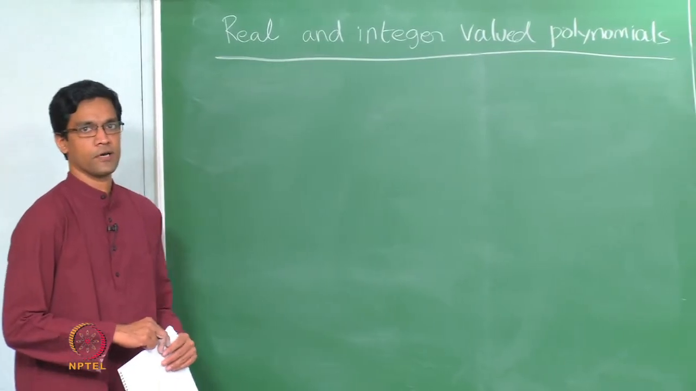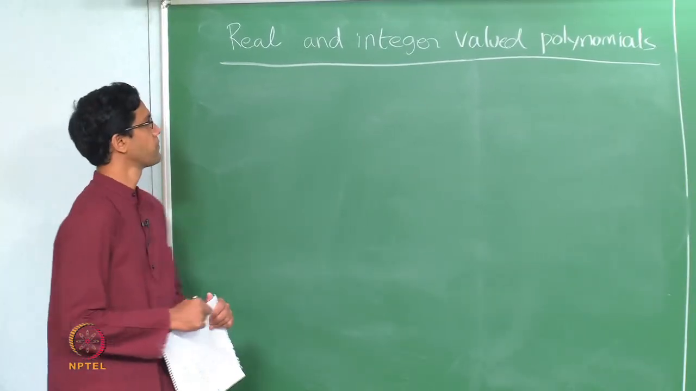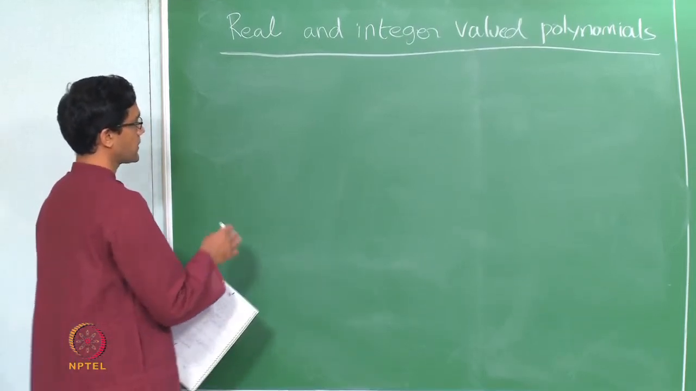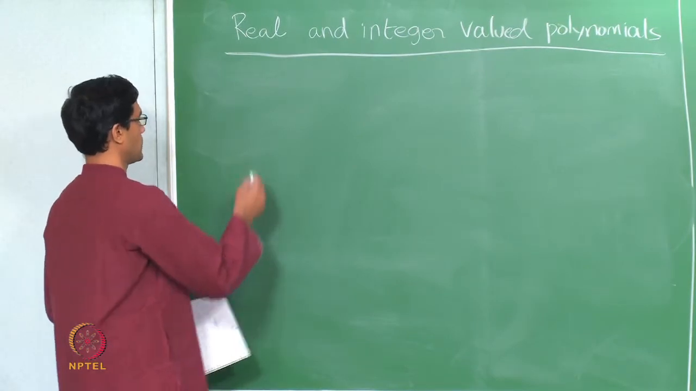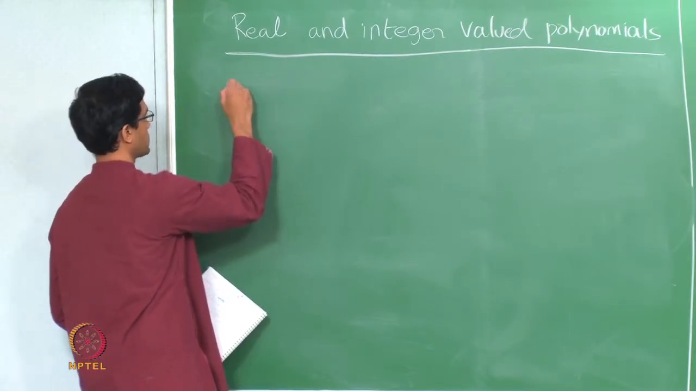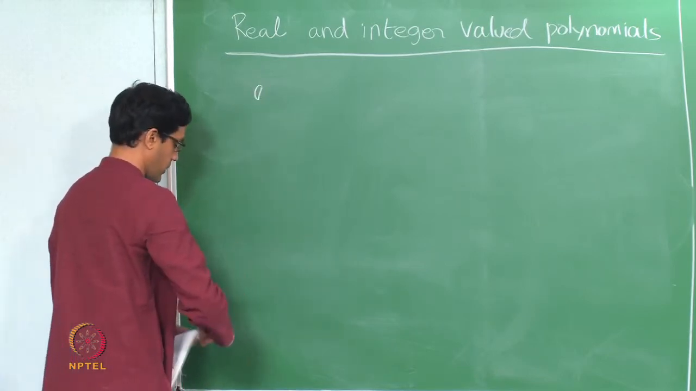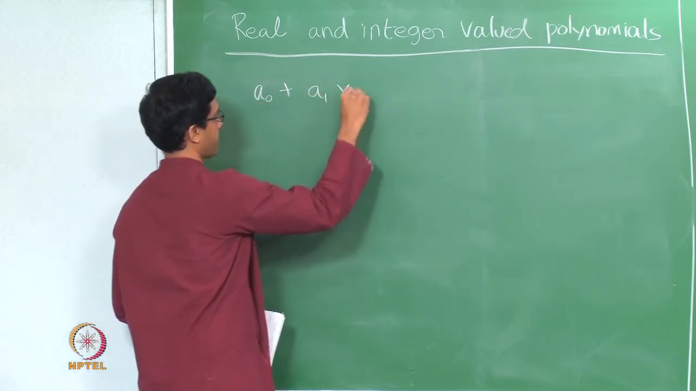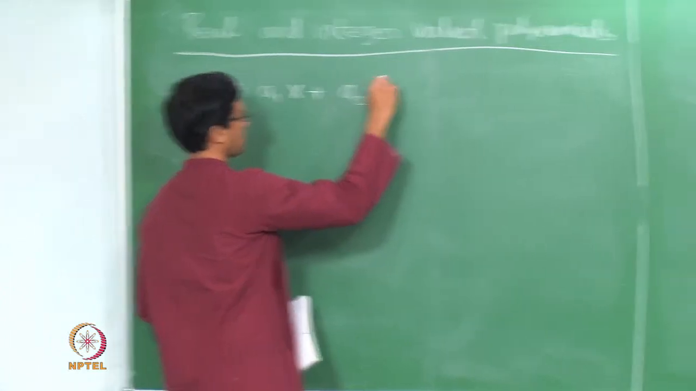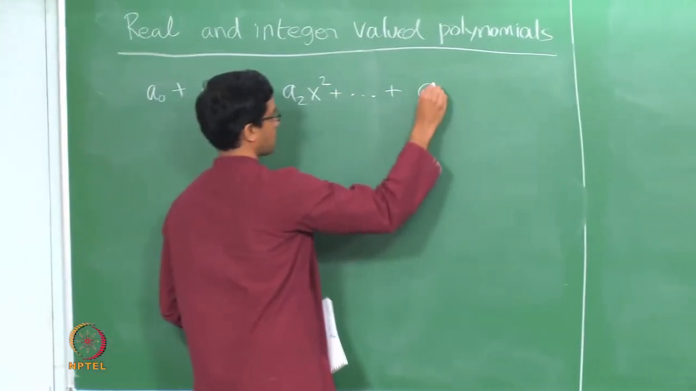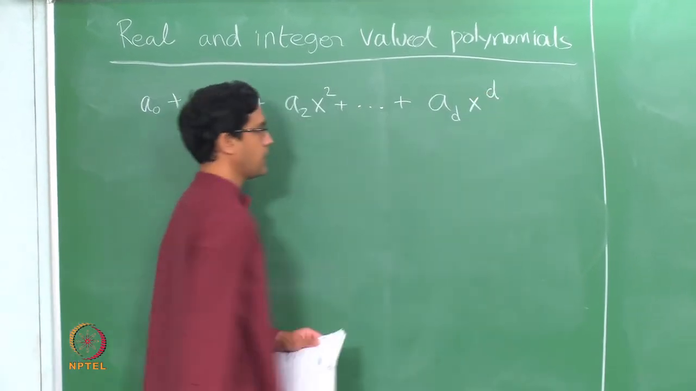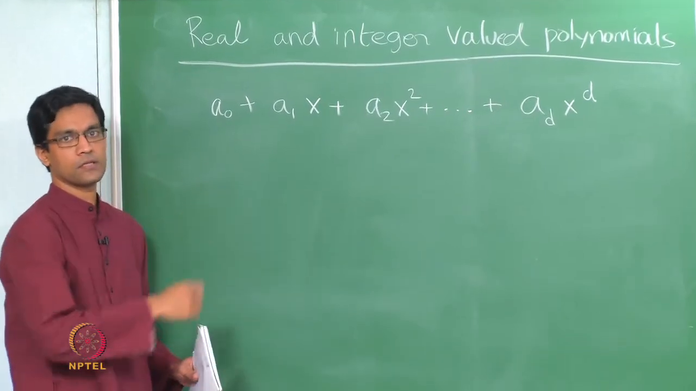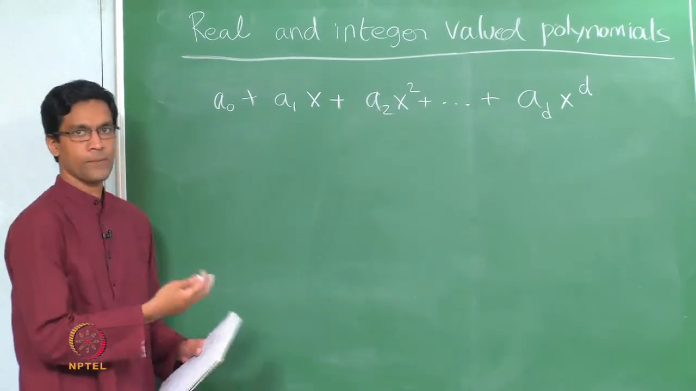This time I want to talk about real and integer valued polynomials. So what do we mean by this? Let us begin by considering the most general constants. Recall a polynomial for us was an expression of the form a0 plus a1x plus a2x squared and so on, up to ad x power d. Now the most general thing we could do for now is to allow the ai's, the coefficients, to be complex numbers.